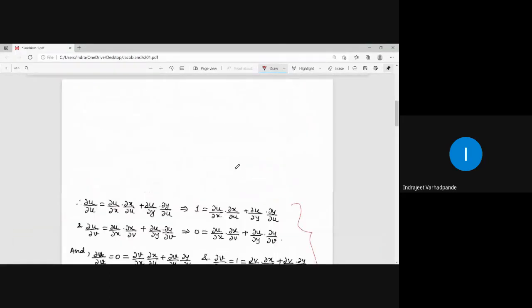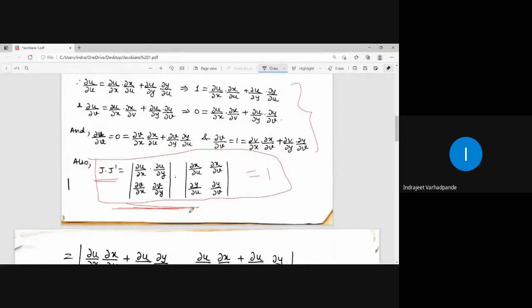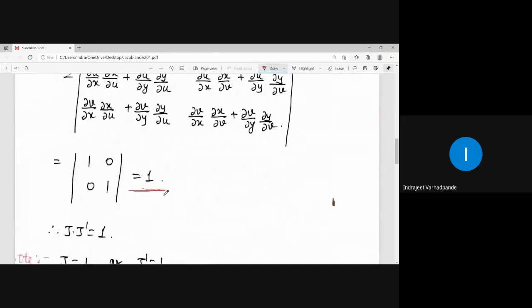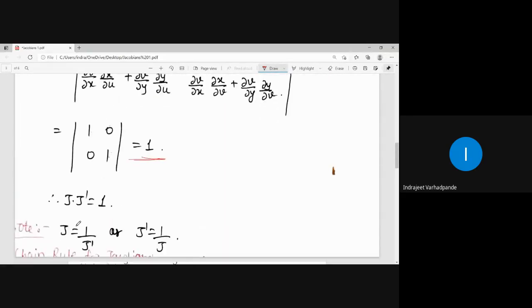So if J is defined as del of UV upon del of XY, and J dash is defined as del of XY upon del of UV, then J into J dash is equal to 1. This is the property. The proof can be obtained by taking the product of these two and getting the determinant as 1001. And what is the deduction from that? J into J dash is equal to 1, so J is equal to 1 upon J dash, or J dash is equal to 1 by J. This is important to note. Clear?